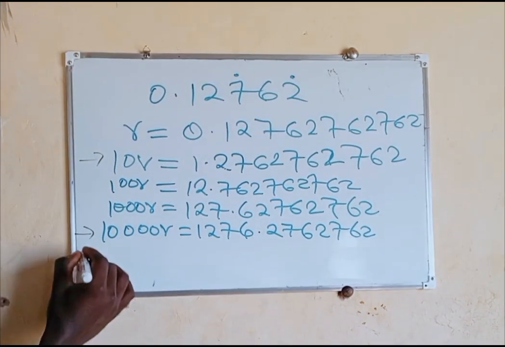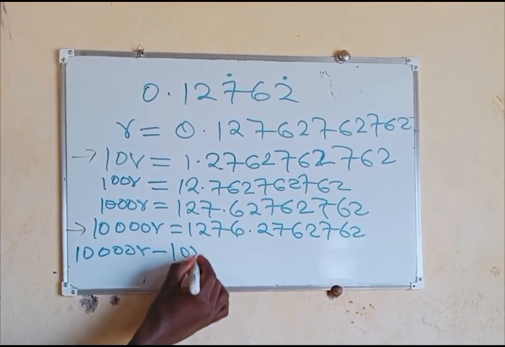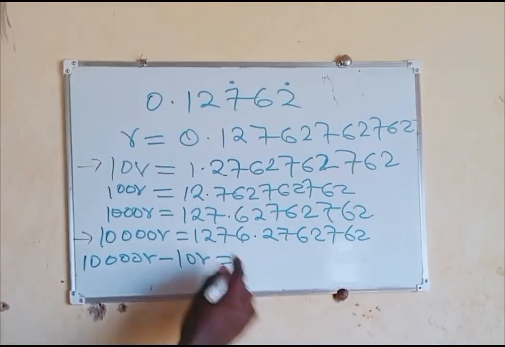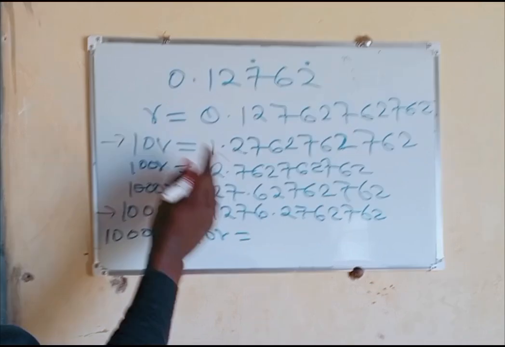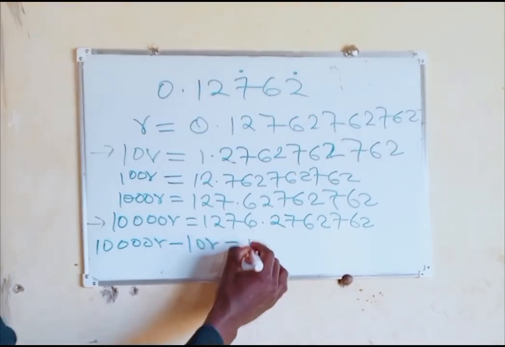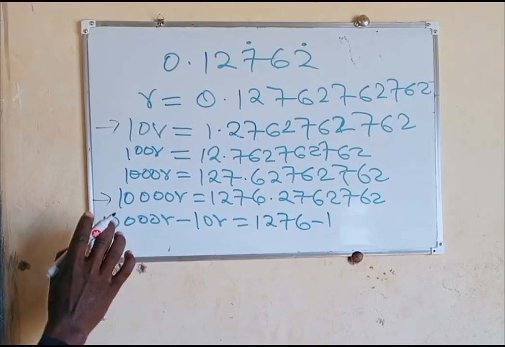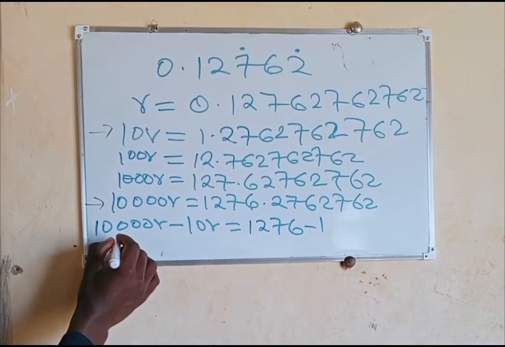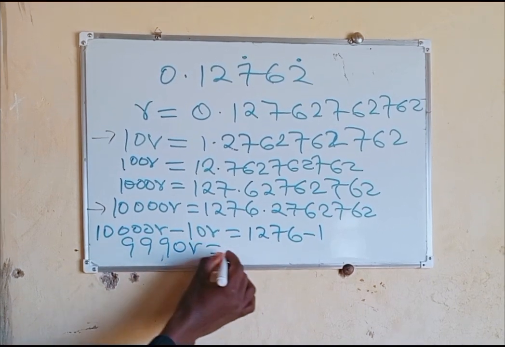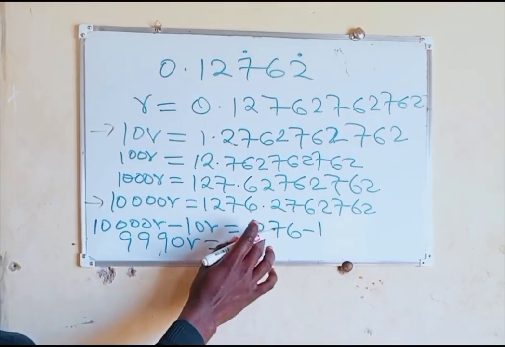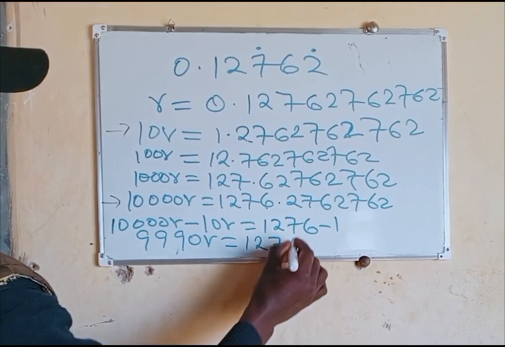So we shall have 10,000R minus 10R is equivalent to, of course, the decimal side you'll get 0. So we'll just have the whole number part. That will be 1276 minus 1. 10,000R minus 10R gives us 9,990R is equivalent to 1276 minus 1, which gives us 1275.